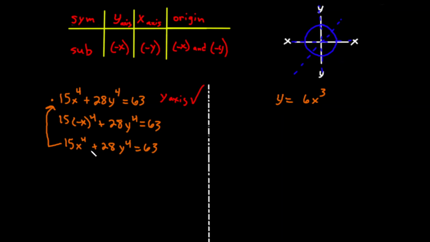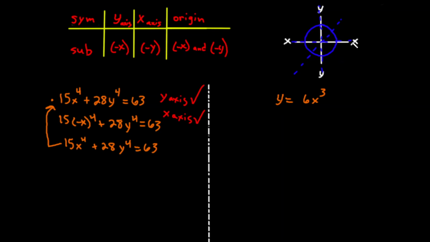Now let's try for x-axis symmetry. So we're going to substitute negative y every time we see a y. And let's save some time here. If you substitute a negative y in there, you're going to multiply them 4 times together. So negative y times negative y times negative y times negative y. It's going to be the same result as when we plugged negative x in there, right? So it's going to end up being positive again. So that's going to have x-axis symmetry.